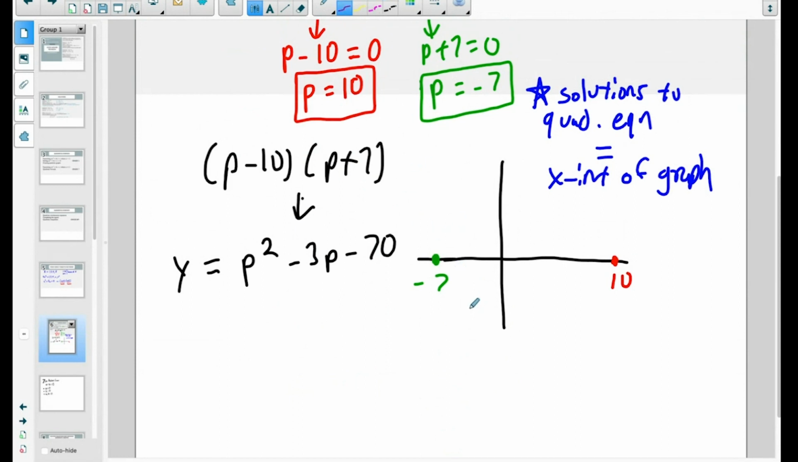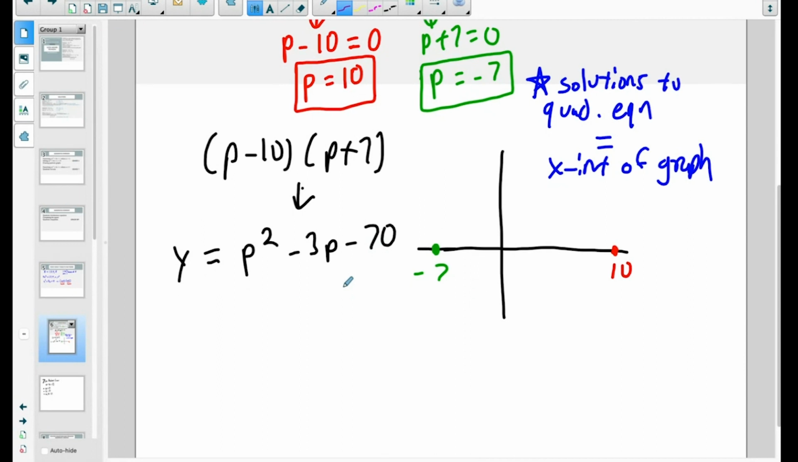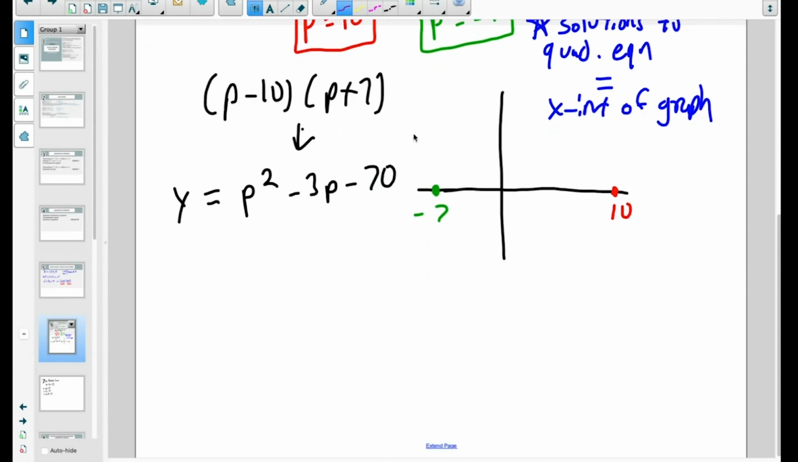Now, the next thing that I want to talk about is, how do you know if that U-shaped parabola, so we know it's going to either look like this or it's going to look like this, is going to open upwards or open downwards? When I say open upwards, we're talking about this one here on the left. And when we talk about it opening downwards, it's going to be this one here on the right.